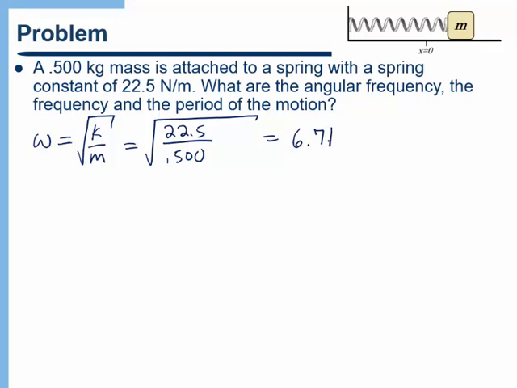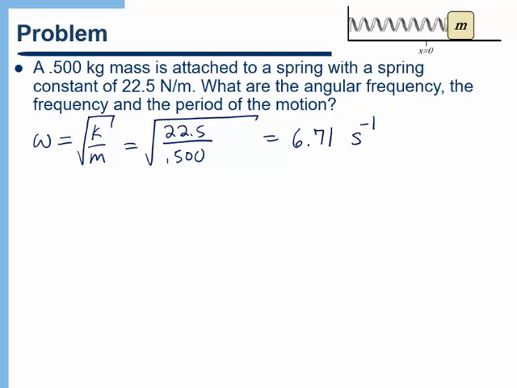Now, what are the units of angular frequency? The units of angular frequency we write as seconds to the minus 1. Now, you might say, but isn't something per second what we mean by hertz? And you'd be correct, but we reserve hertz for regular frequency. Angular frequency, therefore, has units of seconds to the minus 1.